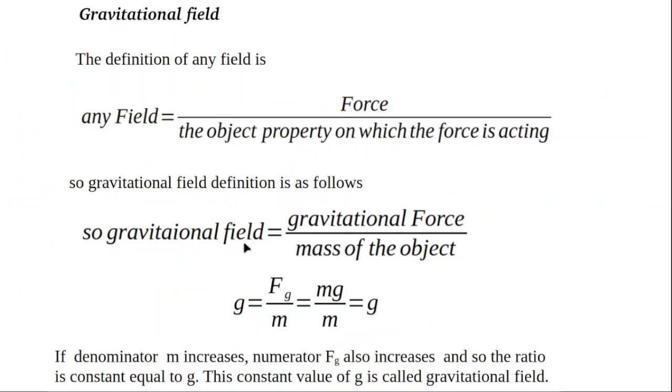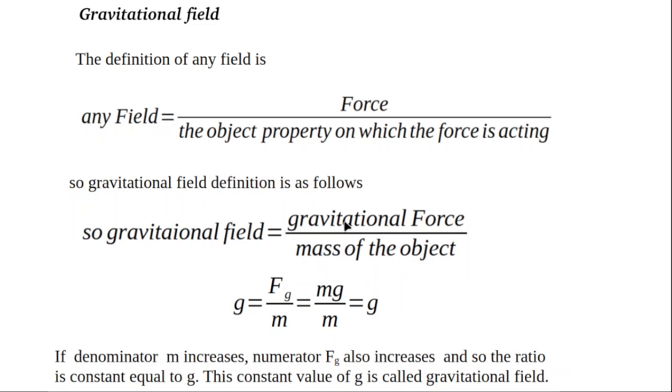Now I am going to define field. Any field, gravitation field or electric field or magnetic field, we have three fields. Any field can be defined as force divided by the property of the object on which the force is acting. This is the definition of any field. Let us define the gravitation field. Gravitation field is equal to, in the numerator, the gravitation force, divided by the property of the object on which the force is acting. Gravitation force acts on mass only.